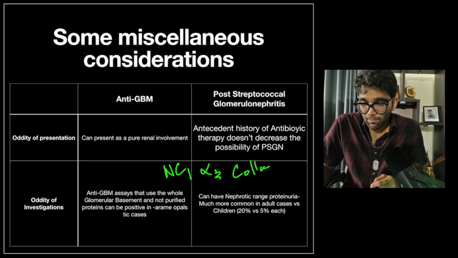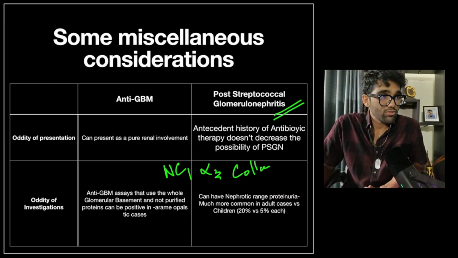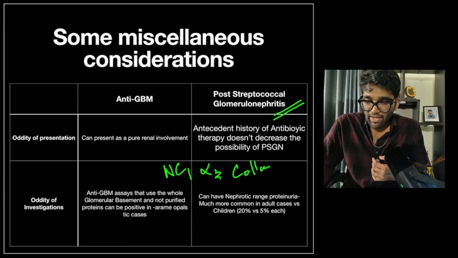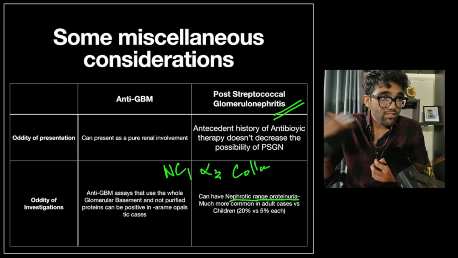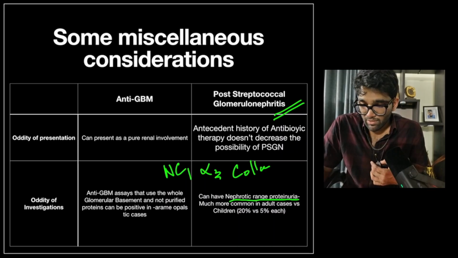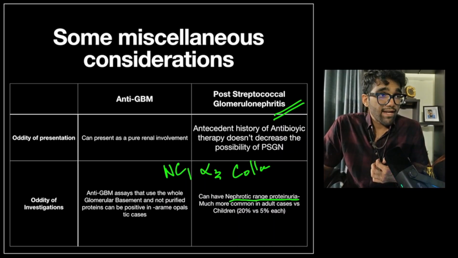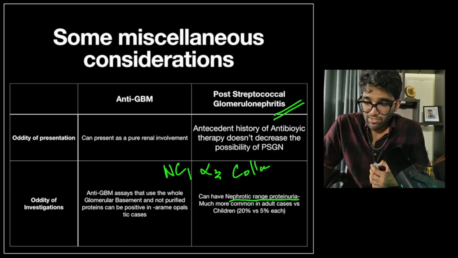Now, the other thing is post-streptococcal GN can progress over to membranoproliferative GN, and therefore you can get nephrotic range proteinuria. And this is obviously a discussion that will be our next discussion in this series. This is much more common in adult cases than in childhood cases, around 20% of adult cases versus around 5% of childhood cases.